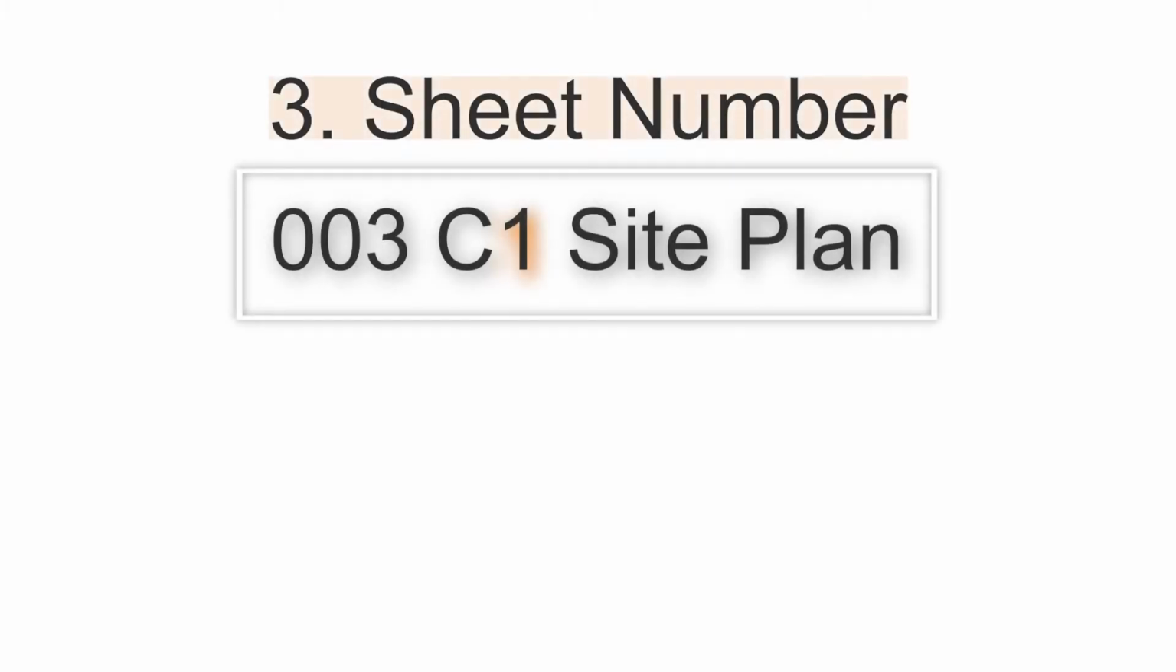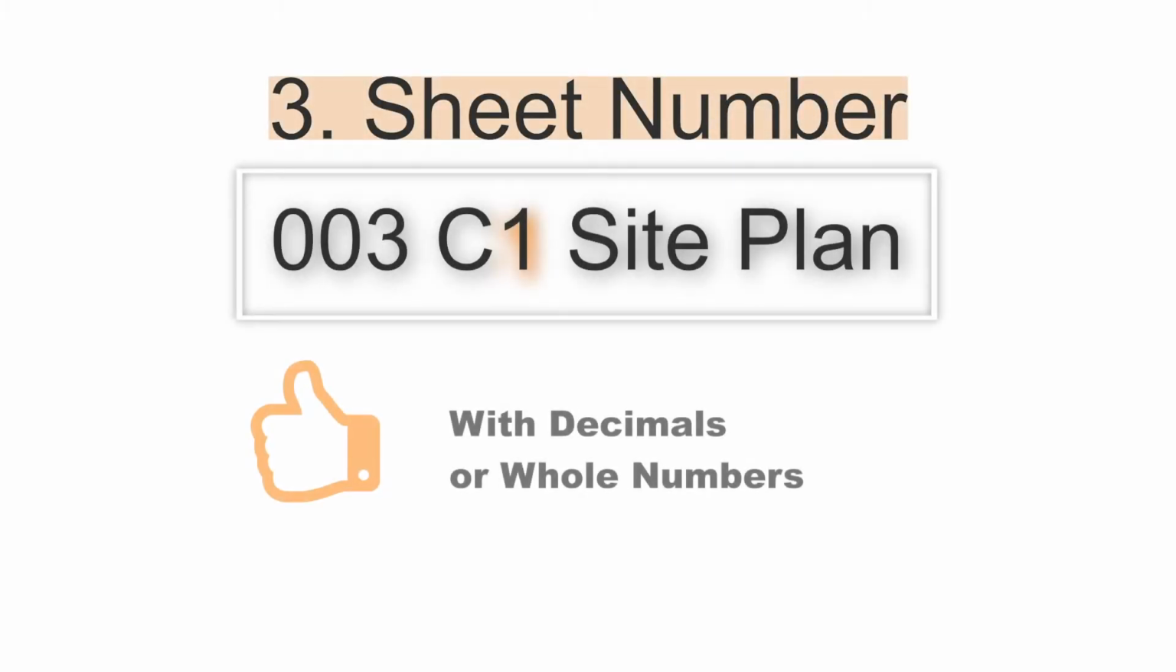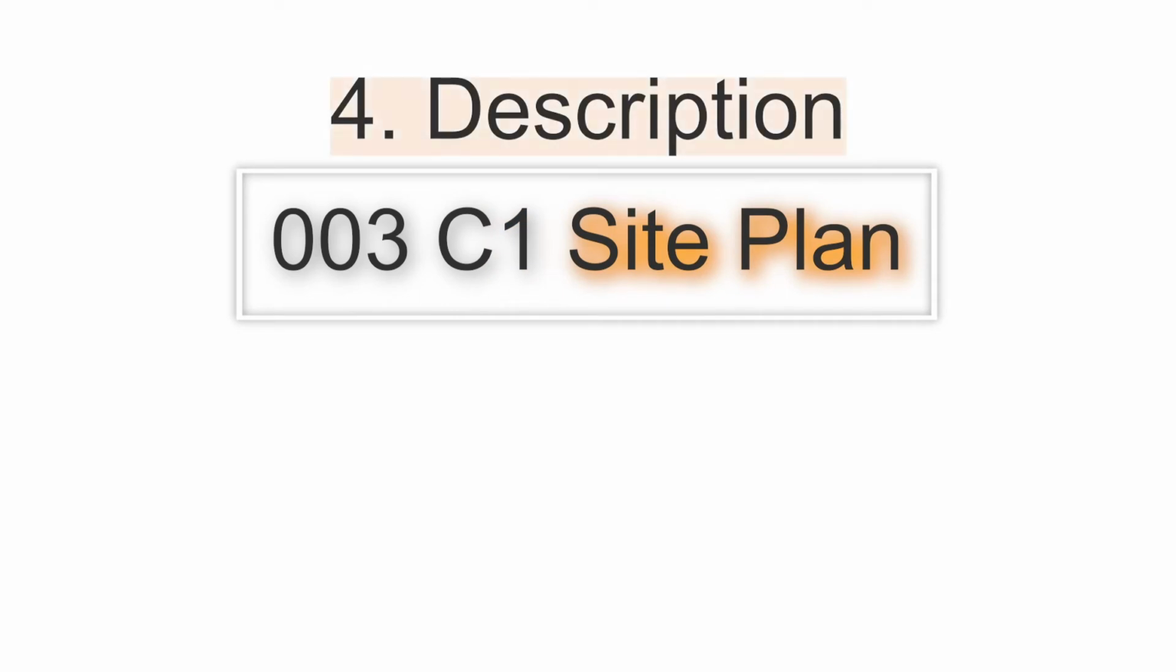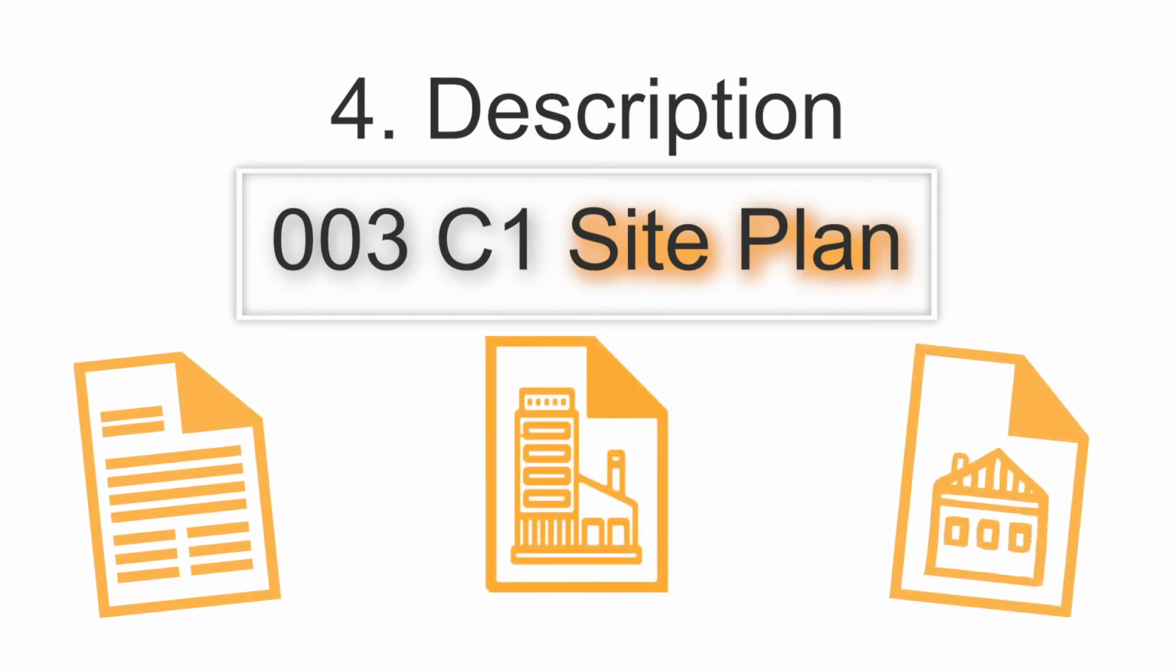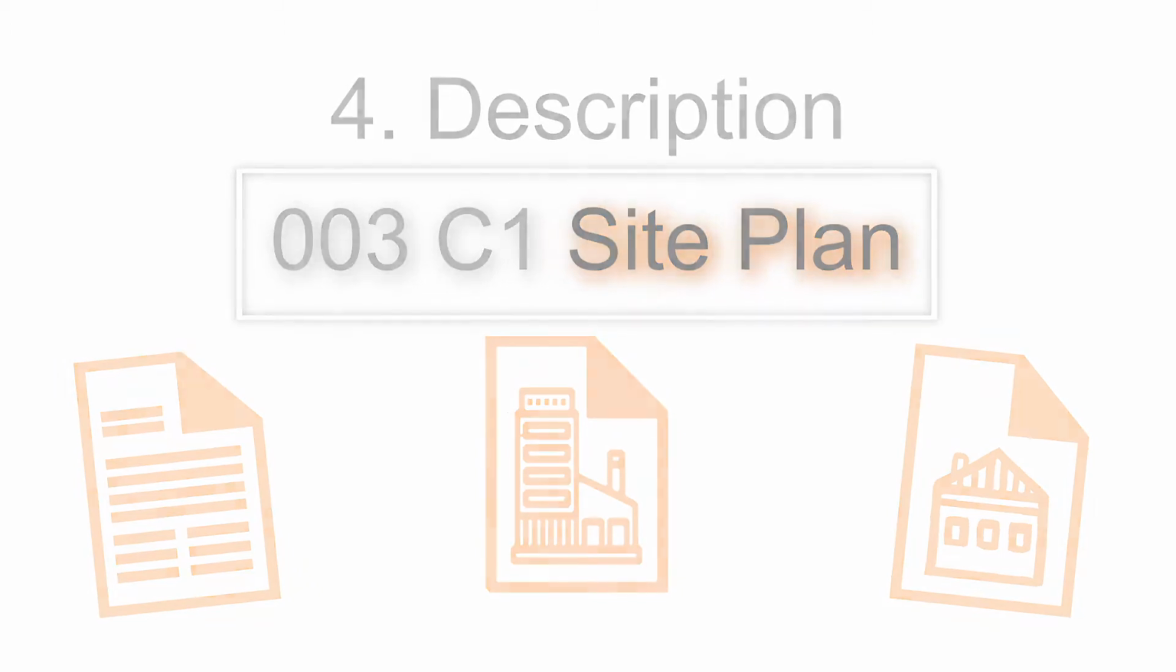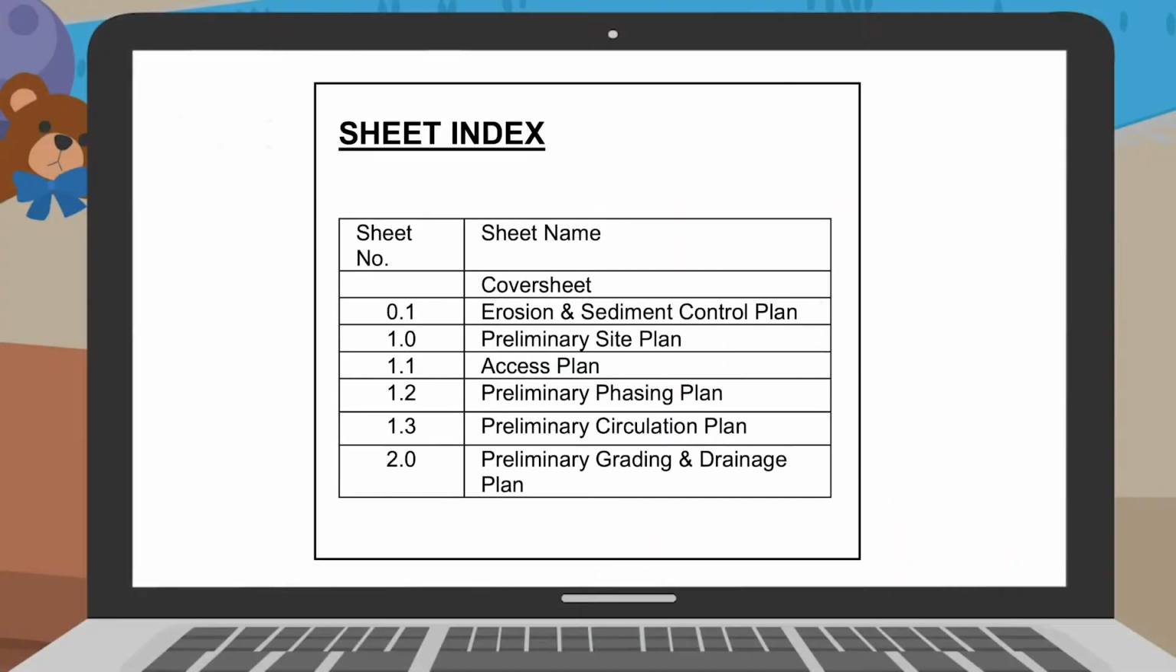After adding your leading numbers and the letter of discipline, be sure to add the sheet numbers with either decimals or whole numbers. The last element to include is a short description of the drawing content. Some examples include cover sheet, preliminary site plans, second level floor plan details, and more. Let's take a look at an example.